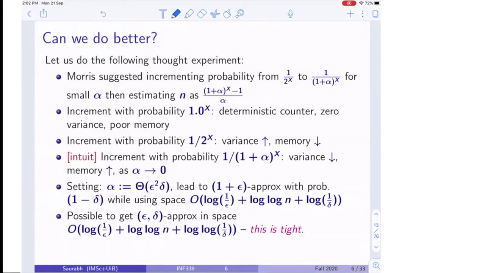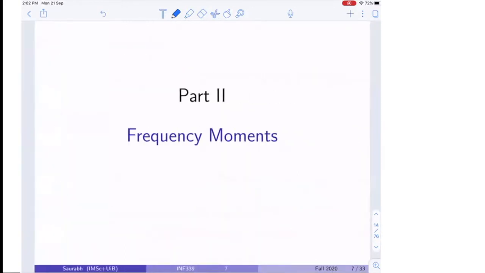Okay, so any question on this before we move to the next set of questions? No question? Okay. So now I will move to the next family of questions, which is about frequency moments. Okay. So anybody has a question? Okay, no, fine.